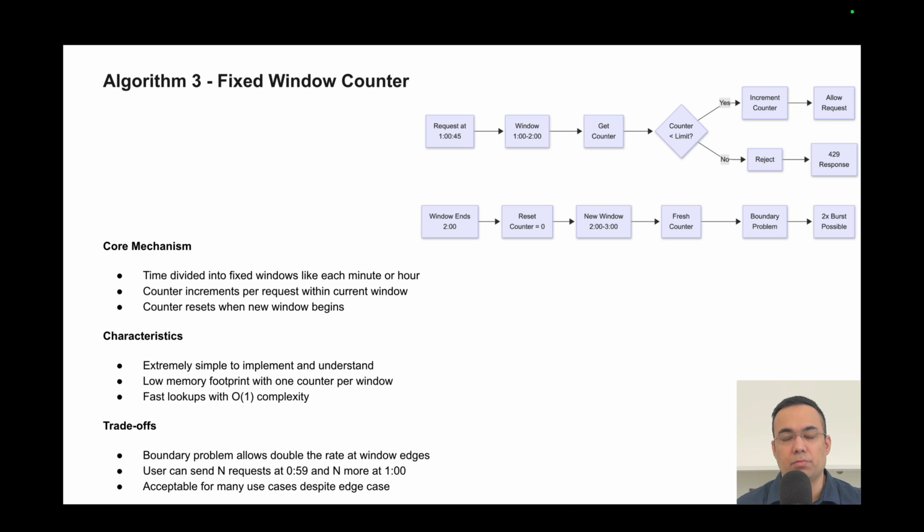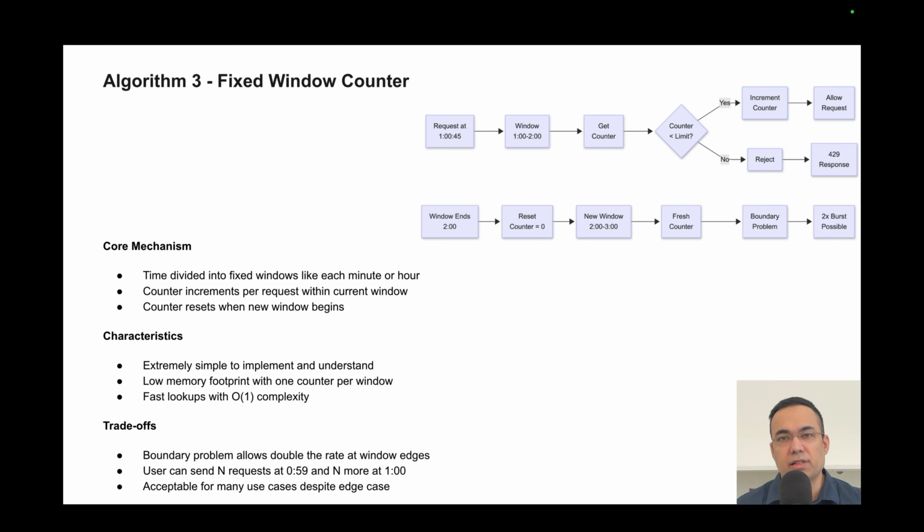The boundary problem allows double the rate at window edges. A user can send n requests at second 59 of minute 1, and then n more requests at second 0 of minute 2. In a 2-second span, they have made 2n requests while technically staying within the limit in each window. This is acceptable for many use cases but can be exploited by sophisticated clients.